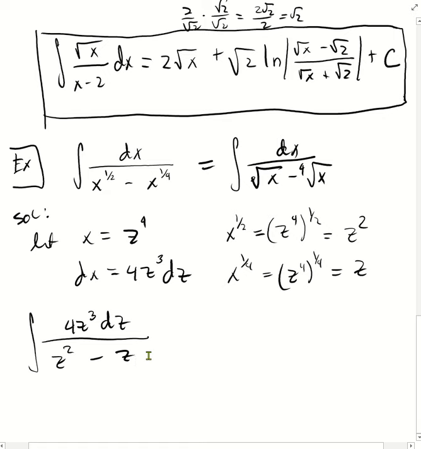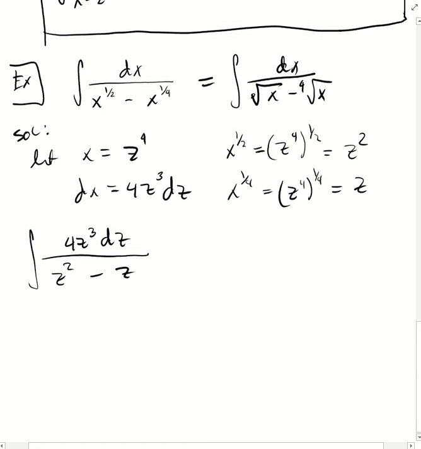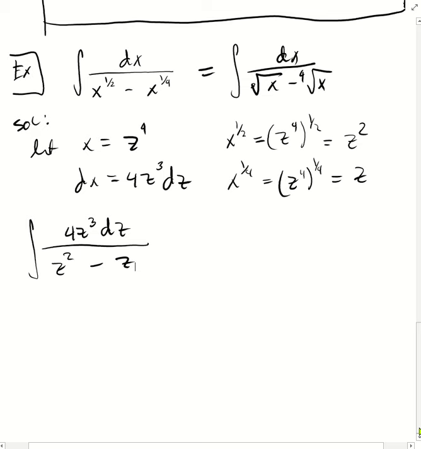Then this is now our new function, which is a rational function. Before we apply partial fractions, we first take the division, because the degree of the numerator is greater than the degree of the denominator. So it's an improper fraction. So we need to divide. So divide 4z cubed by z squared minus z.